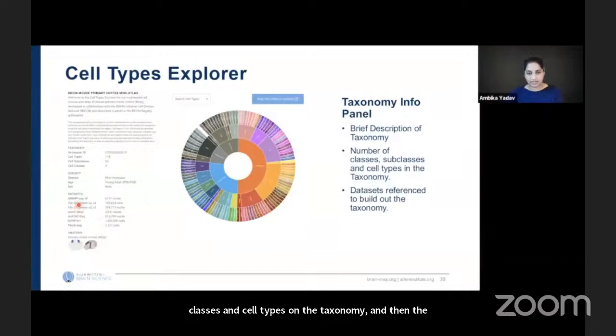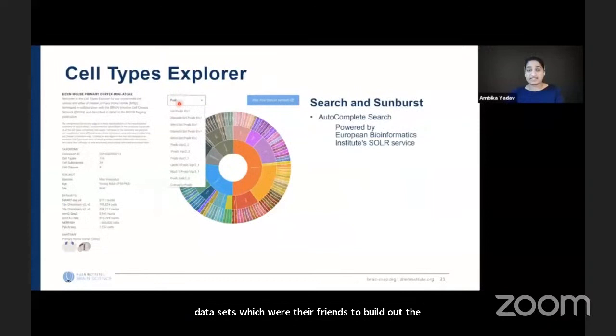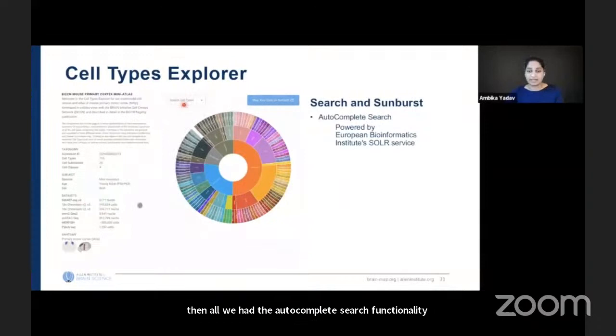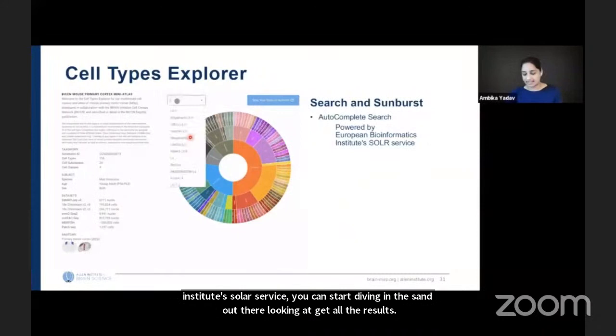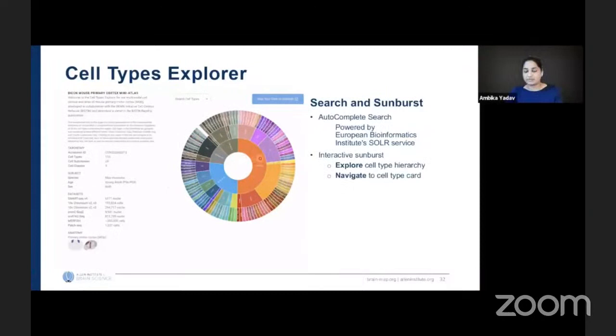Then we have the autocomplete search functionality over here, which we talked about earlier. And this has been powered by the European Bioinformatics Institute's SOLR service. You can start typing in the cell type you're looking at, get all the results, and click on one of the results that will navigate you to the cell type card. There's the interactive sunburst over here, using which you can explore the cell type hierarchy. And by clicking on any of the nodes over here, you can further navigate to the cell type card to explore it further.